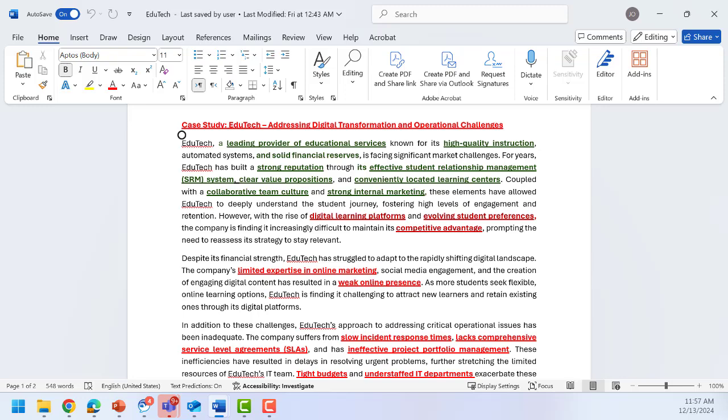However, the rise of digital learning platforms, even though it is still evolving, the company is finding it increasingly difficult to maintain its competitive advantage. It's something that is out there for grabs. It may appear to be negative, but actually it is positive. Digital has a lot of advantage. You cannot say it's really a threat. You cannot look at it as a threat. It's a new technology, a new way of doing things.